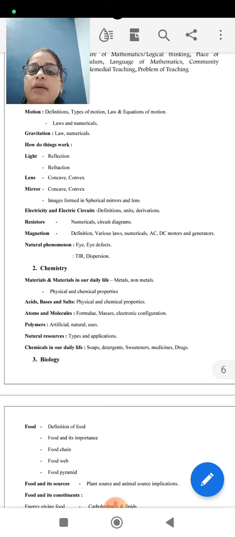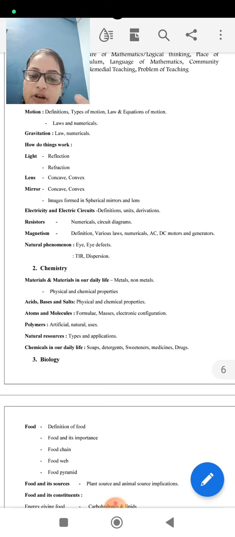We are learning about these natural resources, and we are learning the applications also. Next one is chemicals in our daily life. In this chapter we are learning soap, detergents, sweeteners, medicines, drugs.